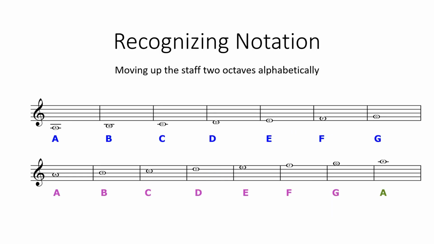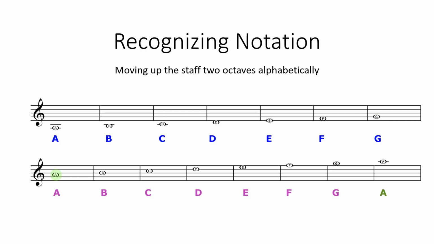Moving up the staff 2 octaves alphabetically, A on the 2 lines below the staff, B on the space below the first line, C, also known as middle C, on the line below the staff, D on the space below the staff, E on the first line, F on the first space, G on the second line.